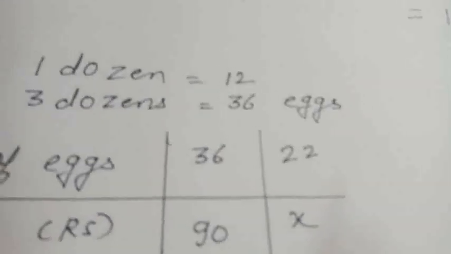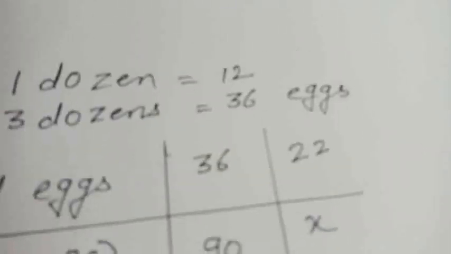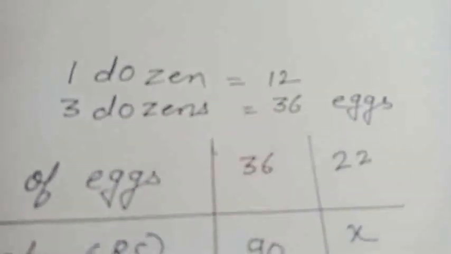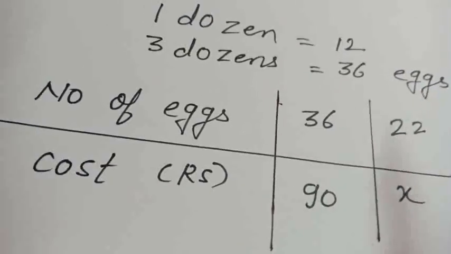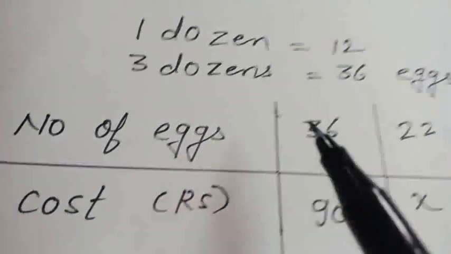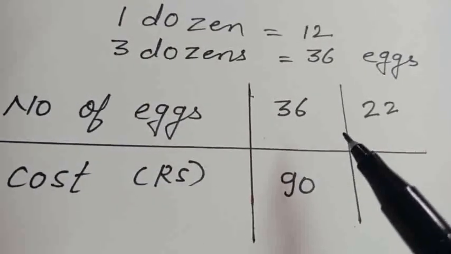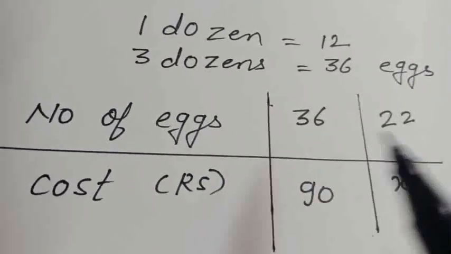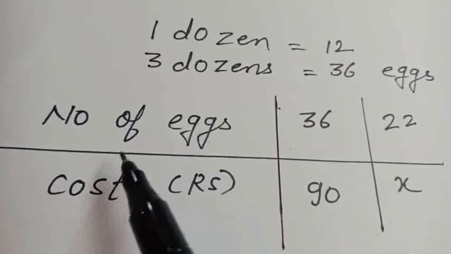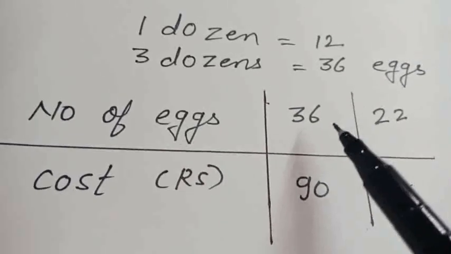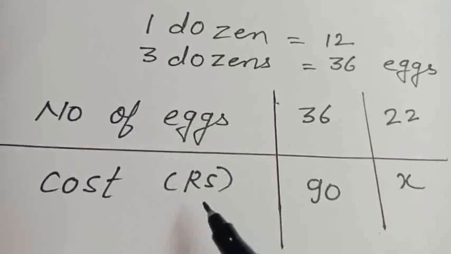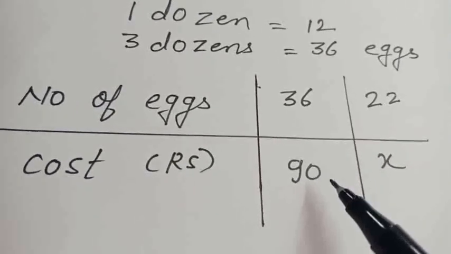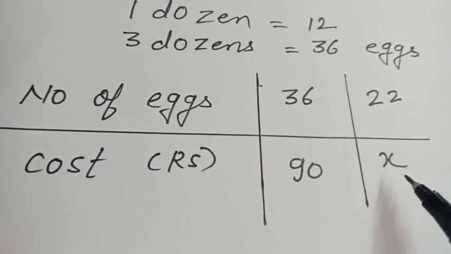Second question says that 3 dozen eggs. So we know that 1 dozen equals to 12. So 3 dozen means 36. 12 threes are 36 eggs. 3 dozen eggs cost rupees 90. So what is the cost of 22 eggs? Eggs are given two times, so I have written number of eggs. Firstly 36 and secondly 22. Now cost is given one time only, that is rupees 90. Another time it is missing.